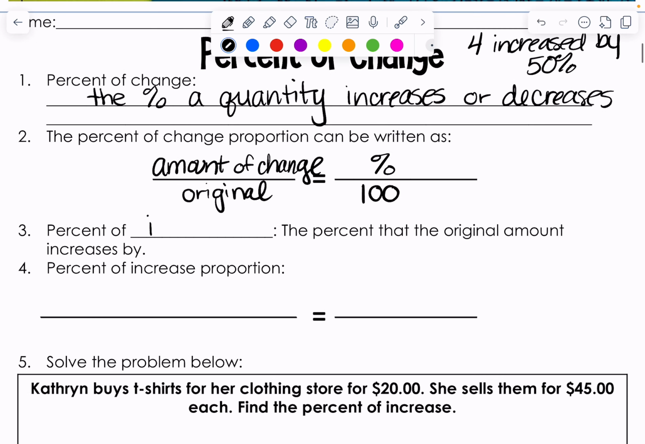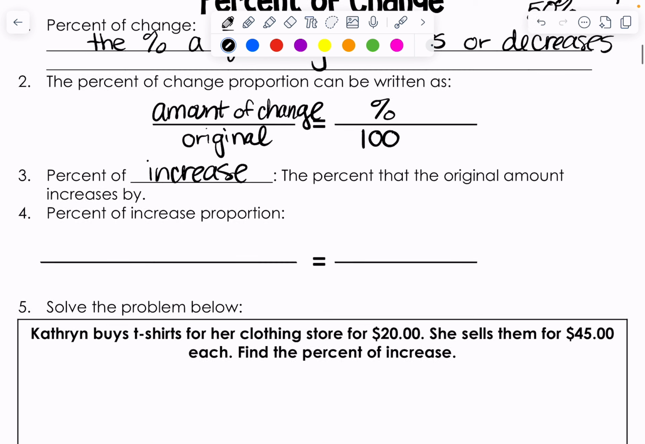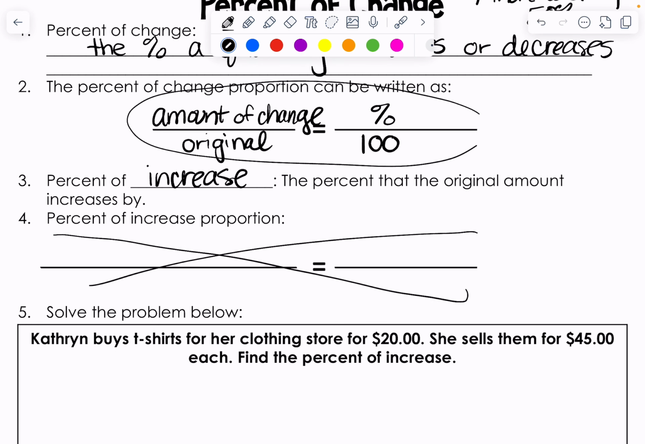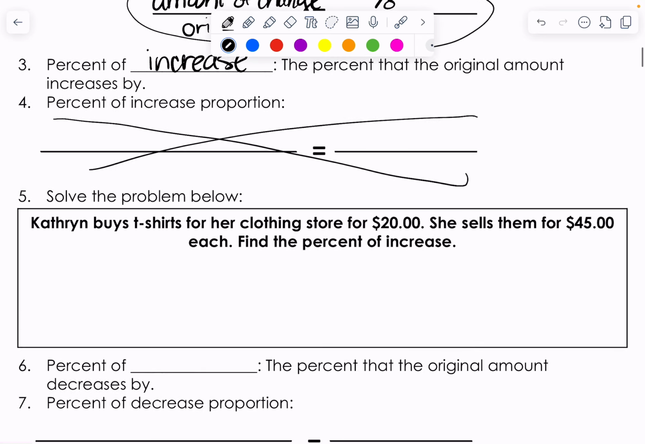So a percent of increase, if we increase, we're going up, so that's the percent that the original amount would increase by or go up. You don't really need to think of a separate proportion for that if you just consider the amount of change over the original is equal to the percent out of 100. So let's look at an example.